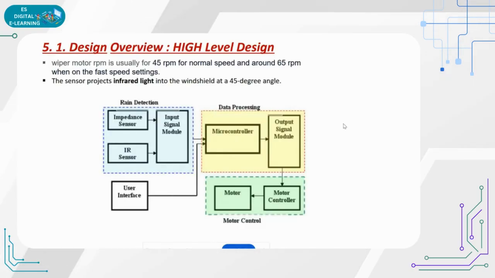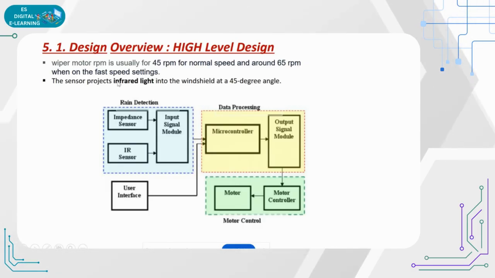Next is the high level design. The motor RPM range is around 45 RPM for the normal speed, and 65 RPM is the fastest speed setting. The medium is 55. The low, the normal, is 45 to 55, and 65 is the high speed.